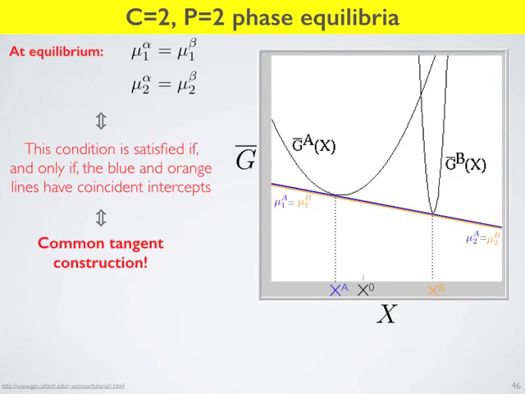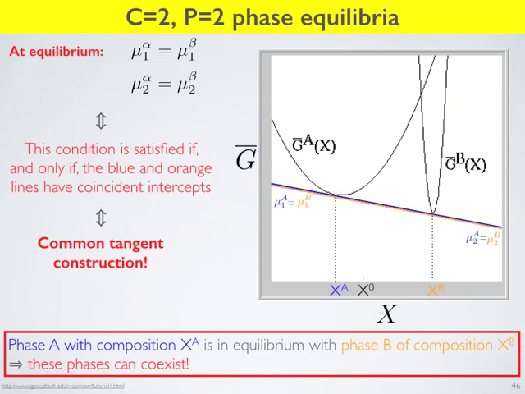And then you're done. So then you know that you've enforced equality of temperature by fiat, pressure by fiat, and chemical potential at these particular compositions of the phases. So is that clear? It's a way of enforcing equality of chemical potentials for each component in this very simple graphical manner. So we'll get some practice of that in just a second.